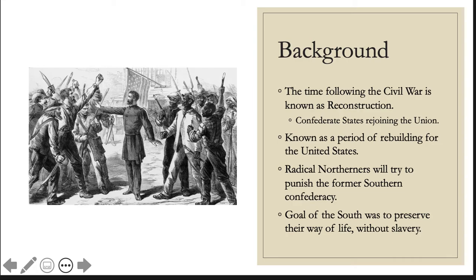We're going to have the radical Northerners, a group of radicals in the North, is a better way to put that, trying to punish the former Southern Confederacy for the war. This group will blame the Southern Confederacy for the Civil War. We're also going to have the South on the other side trying to figure out how do we preserve our way of life without slavery.